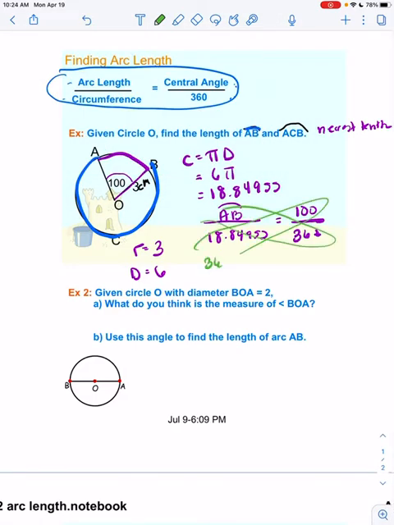We get 360 times AB equals 18.84955 times 100, which is 1,884.955. That's enough decimals. And then we divide by 360. And we get arc AB to be approximately 5.236, which is approximately 5.2 centimeters. They gave us units this time, so this is centimeters.